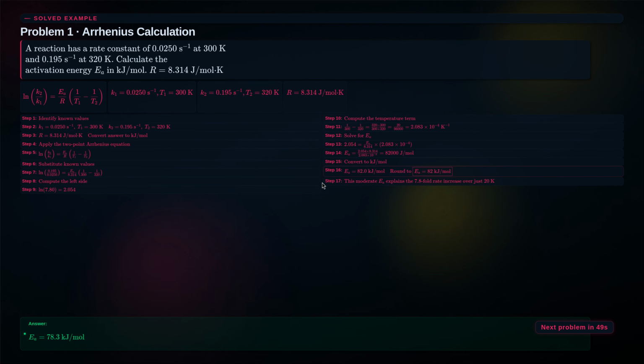Now solve for EA. 2.054 equals EA over 8.314 times 2.083 times 10 to the minus 4. So EA equals 2.054 times 8.314 divided by 2.083 times 10 to the minus 4, which is 82,000 joules per mole. Converting to kilojoules per mole gives 82 kilojoules per mole.